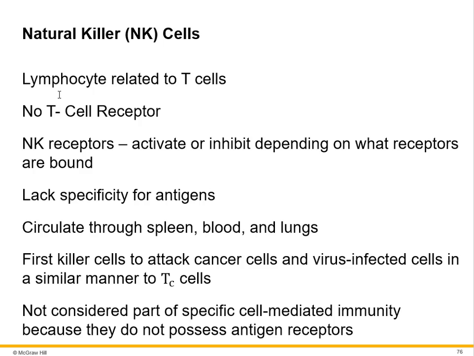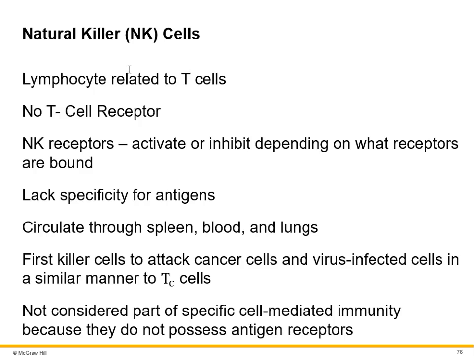But they circulate through, and they can find cancer cells and virally infected cells, and they do kill in a manner similar to the cytotoxic T cells. So they do have perforins and granzymes, so they do kill similarly. But this is a very non-specific killing.